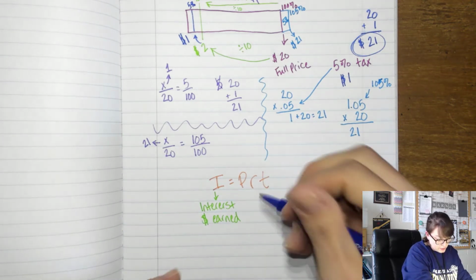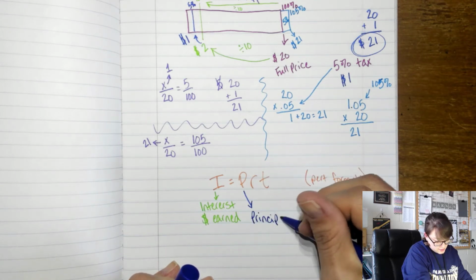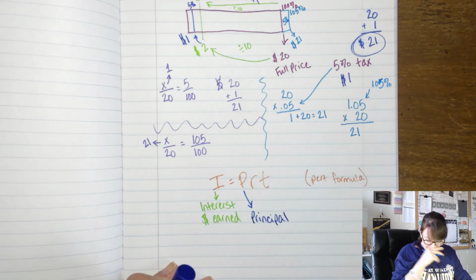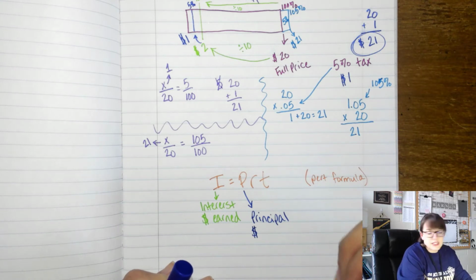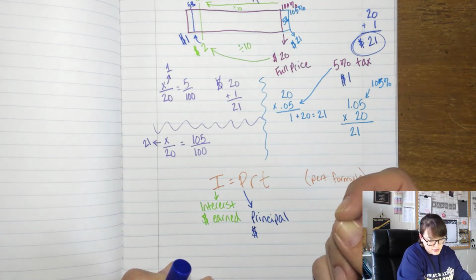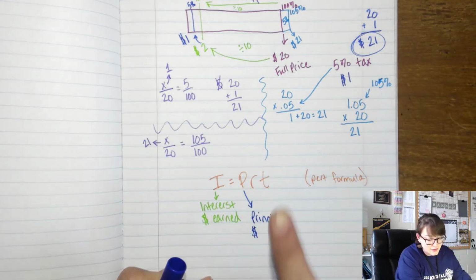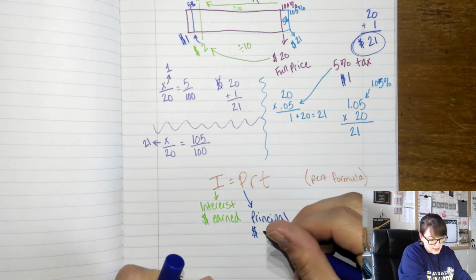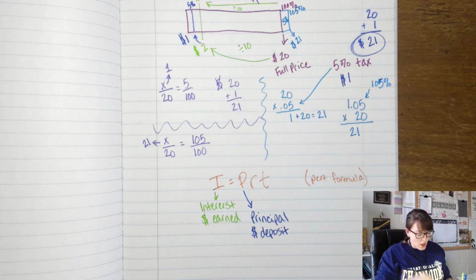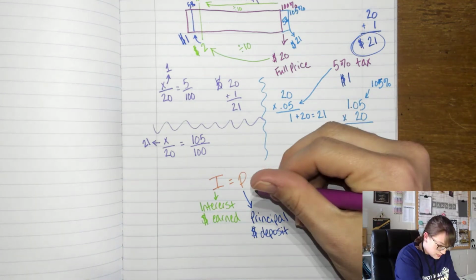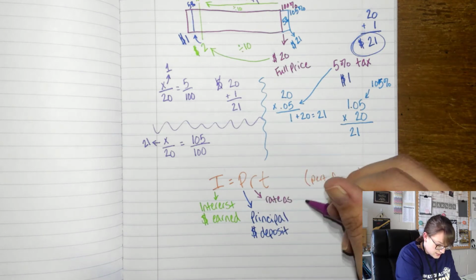P stands for principal. This is money. It's either deposited or borrowed. So if I'm borrowing money, or money deposited, because you don't earn interest. We'll talk about that later. R is your interest rate, rate as a decimal.